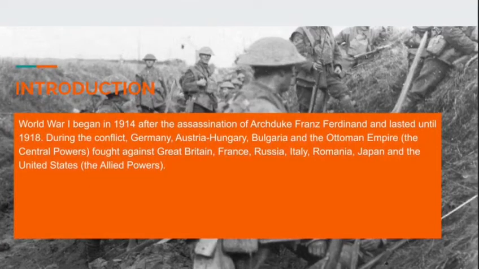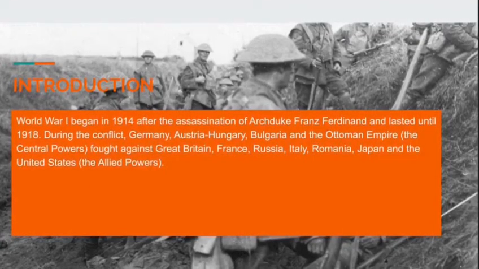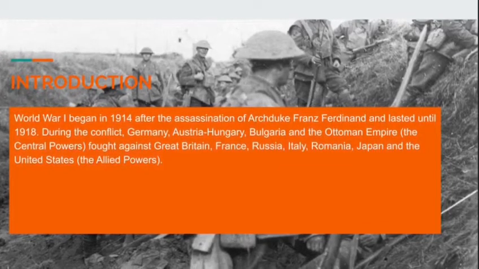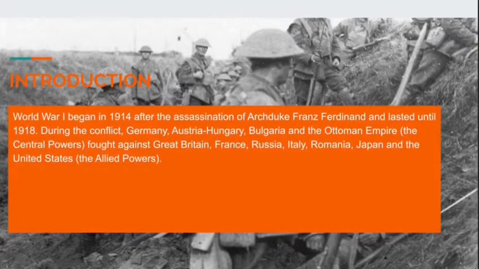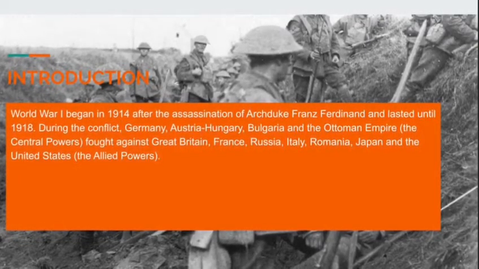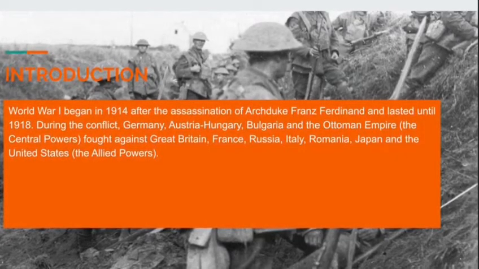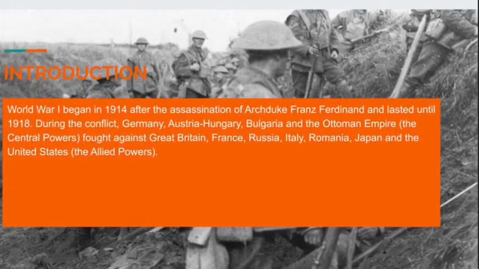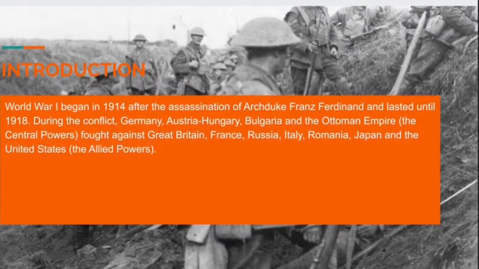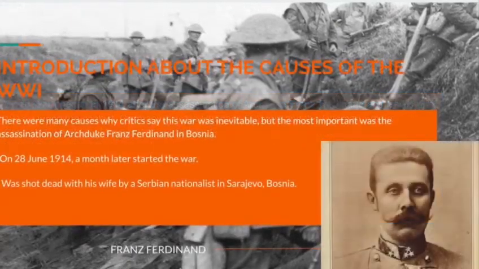This is our introduction. In this we are going to talk about World War One. This began in 1914 after the assassination of Archduke Franz Ferdinand and lasted until 1918. During the conflict, Germany, Austria-Hungary, Bulgaria, and the Ottoman Empire, the Central Powers, fought against Great Britain, France, Russia, Italy, Romania, Japan, and the United States, the Allied Powers.